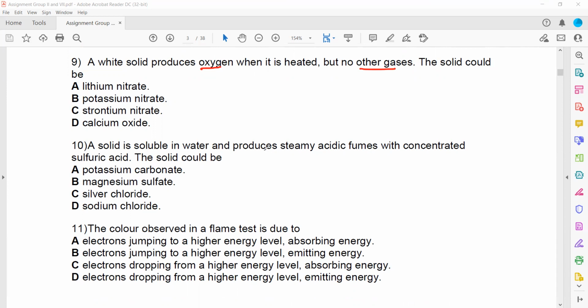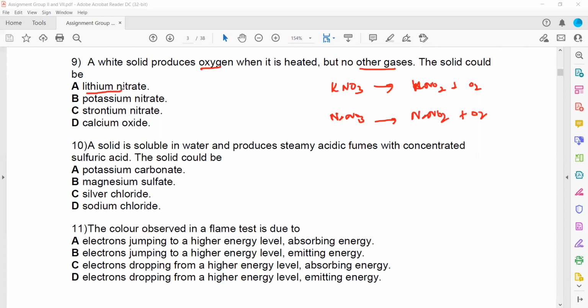Either when we heat nitrate, it produces oxygen gas. Thermal decomposition of carbonate produces carbon dioxide, and thermal decomposition of hydroxide will produce steam. So for the two nitrates, potassium and sodium nitrate, when we heat them, potassium nitrate decomposes into potassium nitrite plus oxygen, and sodium nitrate decomposes into sodium nitrite plus oxygen.